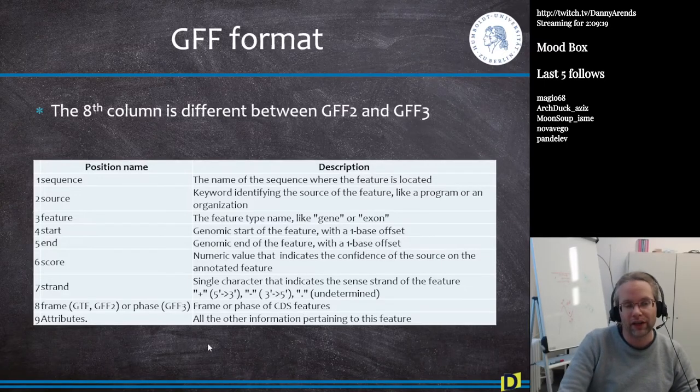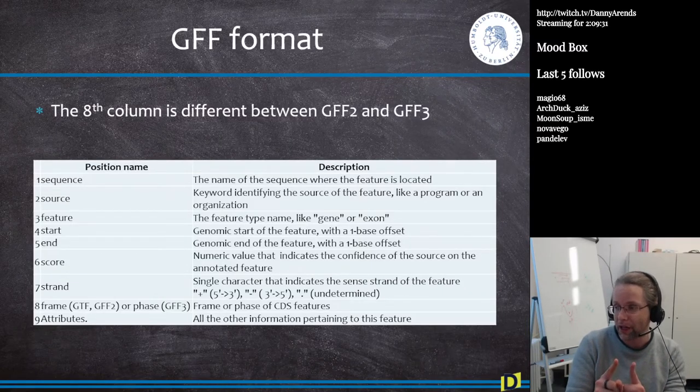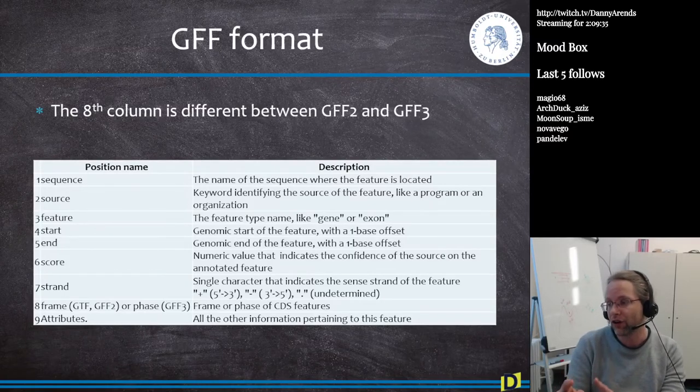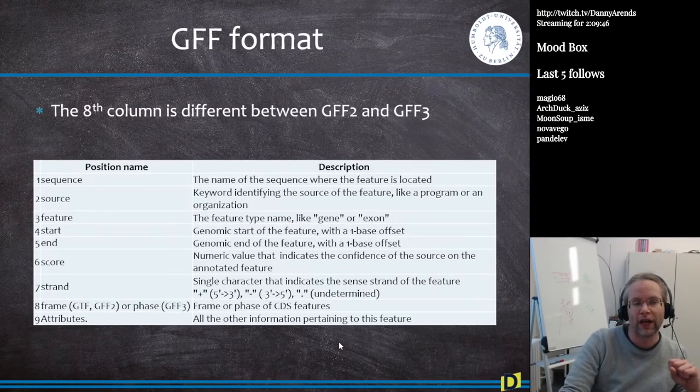Here you can see a 0, a 1, or a 2. For some reason, here we do count with 0 again. So 0 means it's in frame. 1 means that it's shifted by 1, so the feature starts in the middle of the codon. And a 2 means that the feature starts at the third position of the codon. And then 9 is attributes, which is more or less a free field where you can write down anything that you want about the feature that you just annotated.